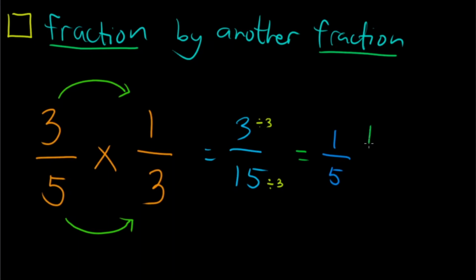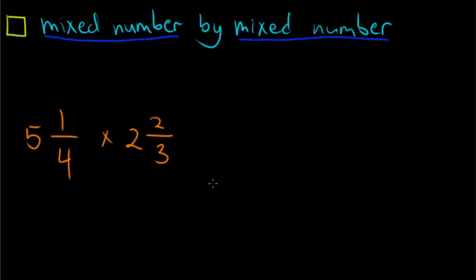Now we have 1/5 as our final answer. Dahil siya ay nakasimplified na, nasa lowest term na. So that's how we multiply a fraction by another fraction. Simpleng-simpleng numerator to numerator, denominator to denominator, and then simplify your answer if possible. Again, itong maliliit na bagay na sinulat ko, hindi mo siya kailangang ilagay. Pinakita lang natin. Next, we have 5 1/4 multiplied by 2 2/3.